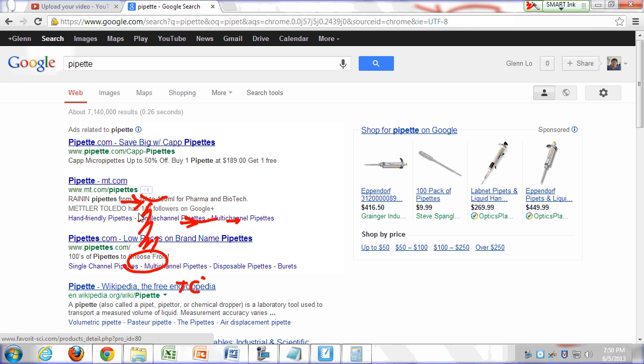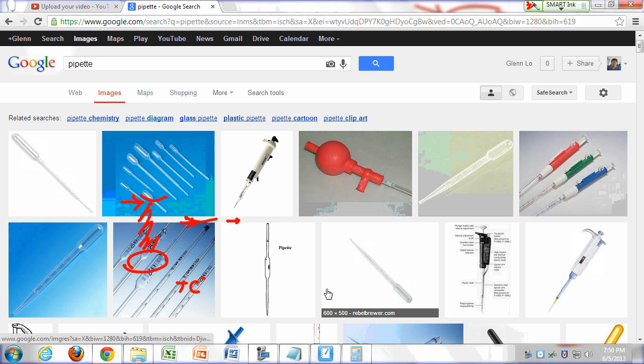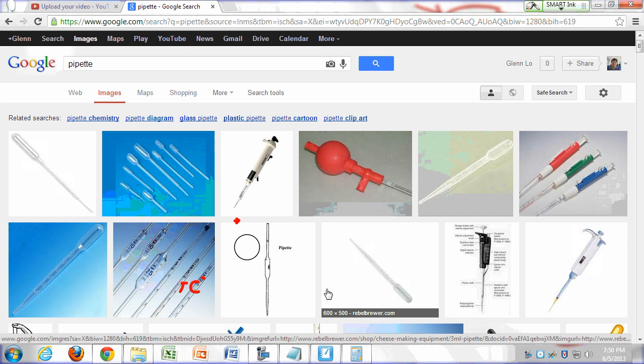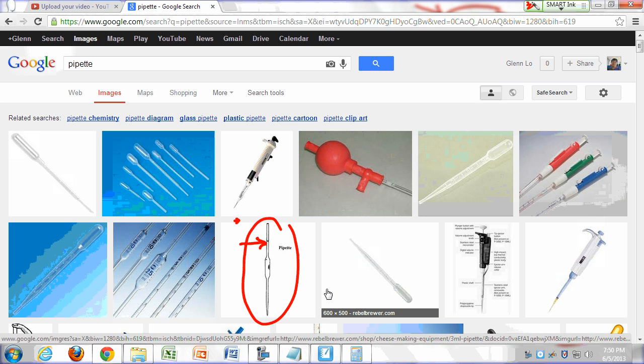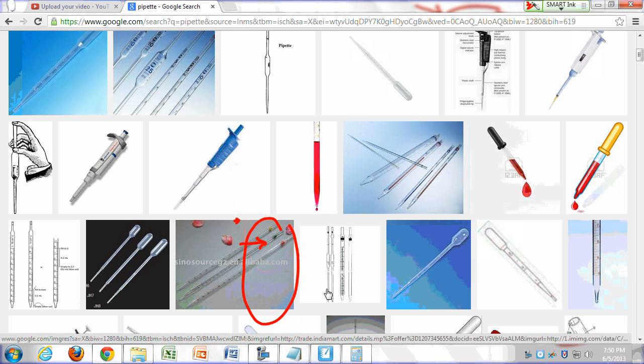So a pipette, let's look for images of pipettes. These are pipettes, and they come in different sizes, so you have to fill them to the marks. This particular type of pipette is designed to deliver a particular volume, or you can use a graduated cylinder also. You may also use what's called a burette.